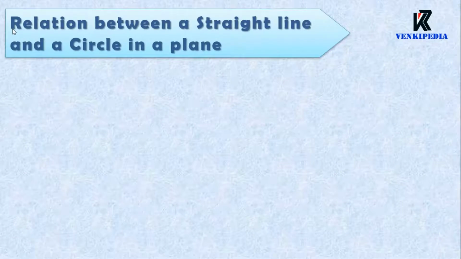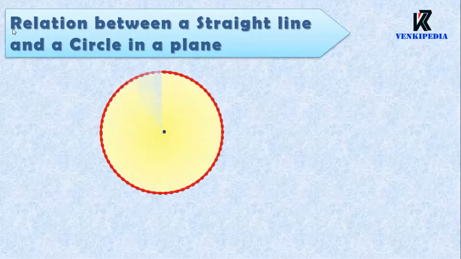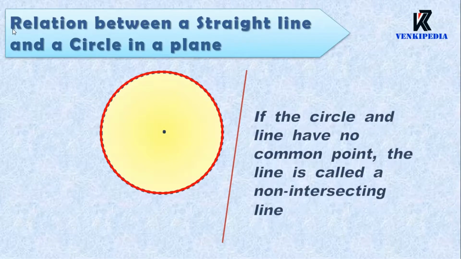Children, in a plane, take a circle and a straight line. Now we can find what is the relationship between the straight line and the circle. In case 1, a straight line passes through the plane and it does not intersect or touch the circle. Now this straight line is said to be a non-intersecting line with respect to the circle.